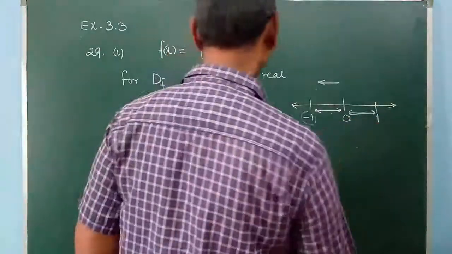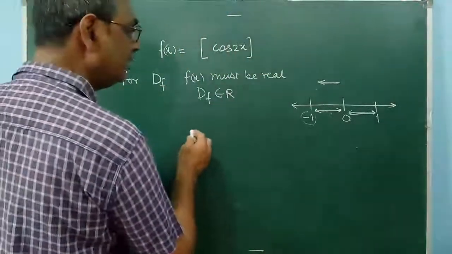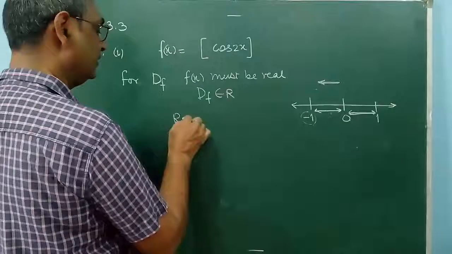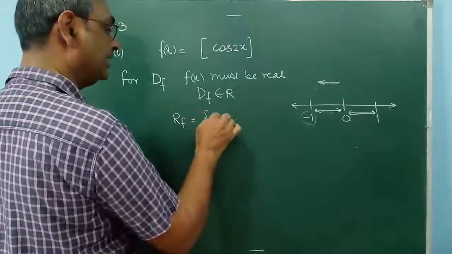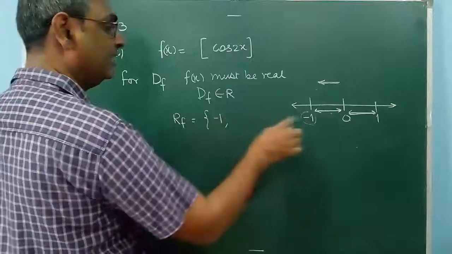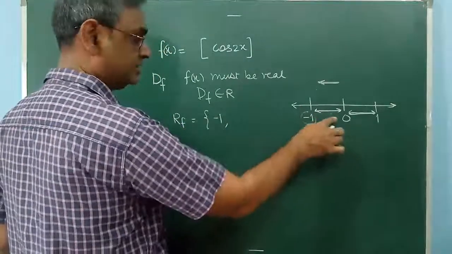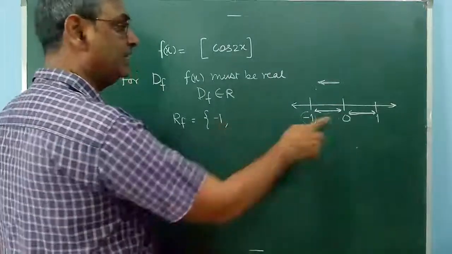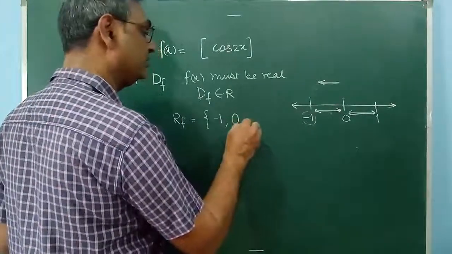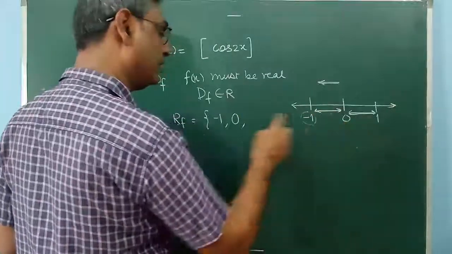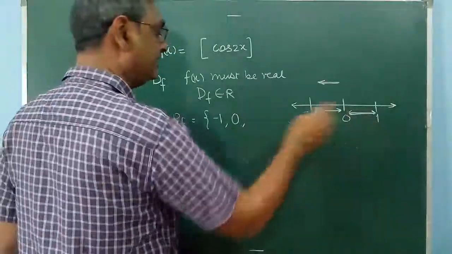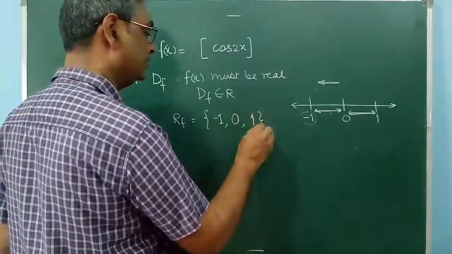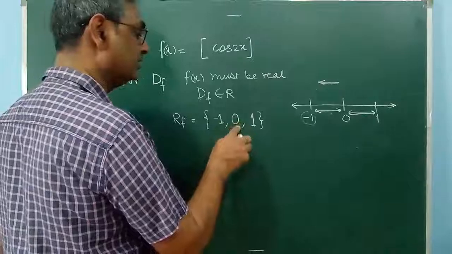So here we will be having the range of the function: if it is -1, it will remain -1. If it is in between these numbers, for all the real values, the value will be -1. If it is exactly 0, it will be 0, and if it is in between these two, again it will be 0, and if it is 1, then again it is 1. So three values we will be getting for this: -1, 0 and 1.